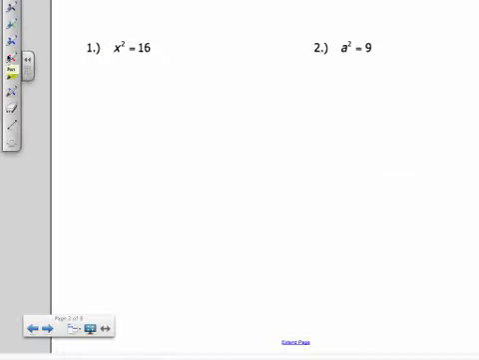So for example, in question number 1, it says x squared equals 16. In order to solve this problem, in order to cancel out the square, I'm going to do the inverse of squaring something, which is square rooting. So I'm going to square root both sides, and you end up getting x equals 4. Okay? And then same thing with question number 2. Square root both sides, you end up getting a equals 3.